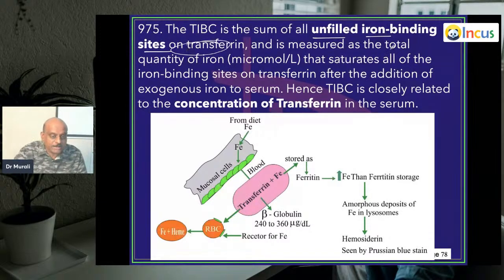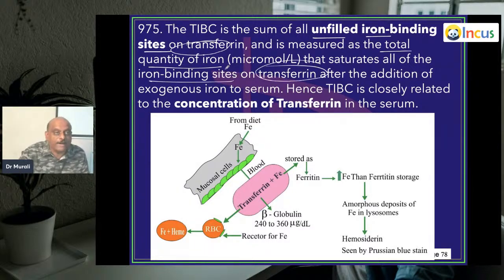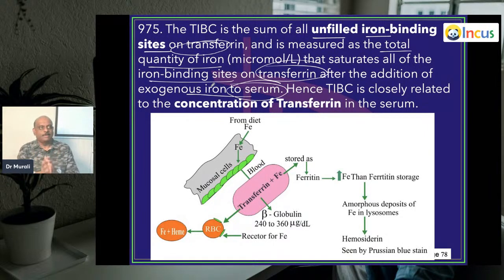So it is the total quantity of iron that saturates all the iron binding sites of transferrin after the addition of exogenous iron to the serum. That is TIBC. If you add iron, how much will be sucked up by your transferrin is the total iron binding capacity. So obviously, total iron binding capacity depends on what? Concentration of transferrin in the serum.